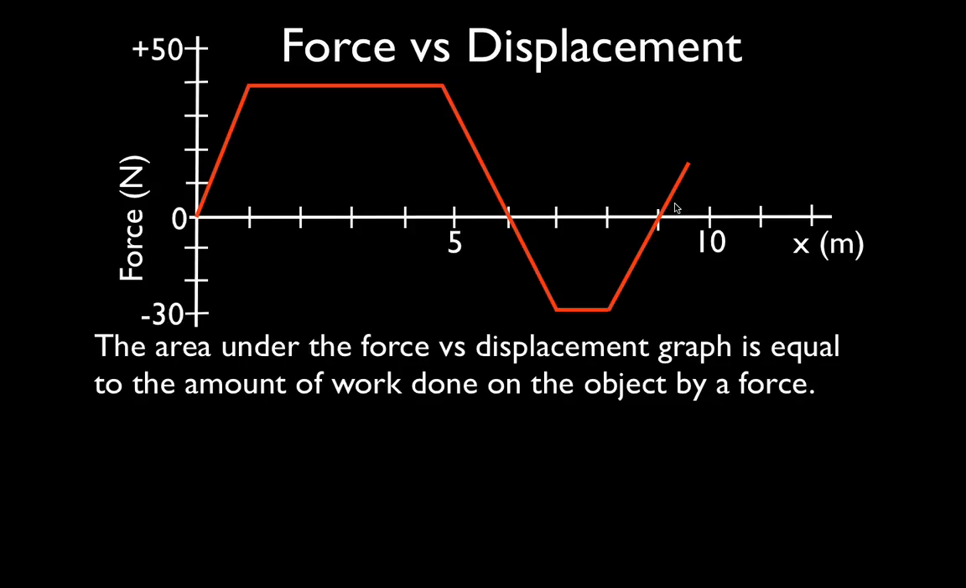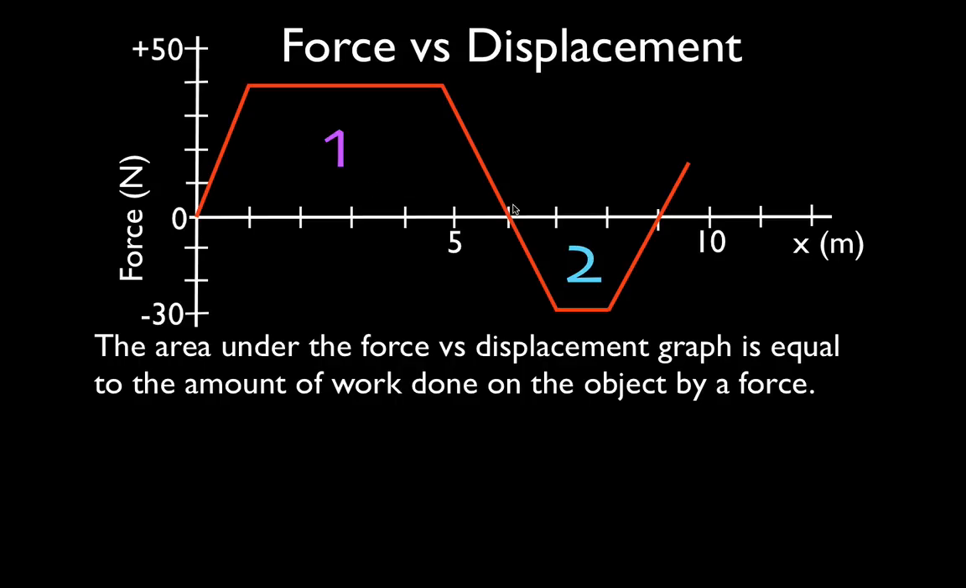Now let's just remind ourselves that the area under the force versus displacement graph is equal to the amount of work done on the object. And you will notice that we have two sections that are under the force versus displacement graph, because what we mean by that is the area between the graph and the x-axis. We often say under the graph, but what we really mean is the area between the graph and the x-axis.